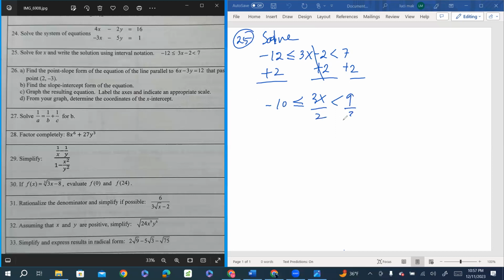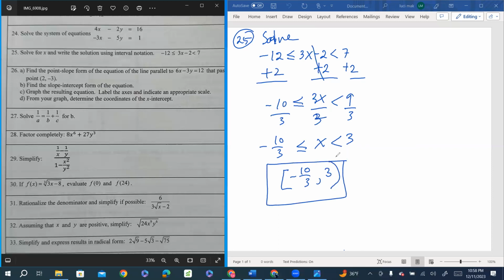Now divide by 3 on all 3 sides, including the middle. So 3x divided by 3 is x, what we want in the middle. 9 divided by 3 is 3, and negative 10 over 3 on the other side. 10 over 3 can't be reduced, so leaving it as an improper fraction is fine. So in interval notation, we want a bracket, negative 10 over 3, because they have an equal sign here, comma 3, there's no equal sign, so a parenthesis. Let me just read the question, whether they want set builder notation or do we have to graph it? No, you just have to solve it.